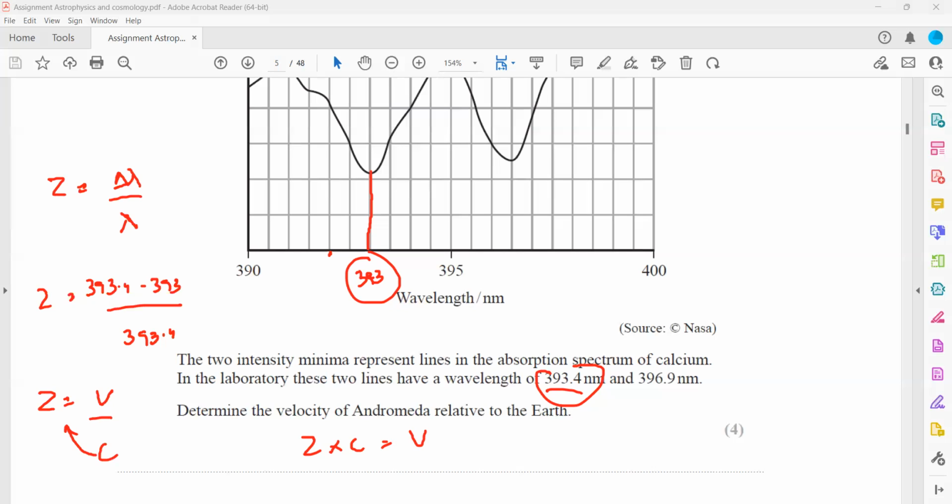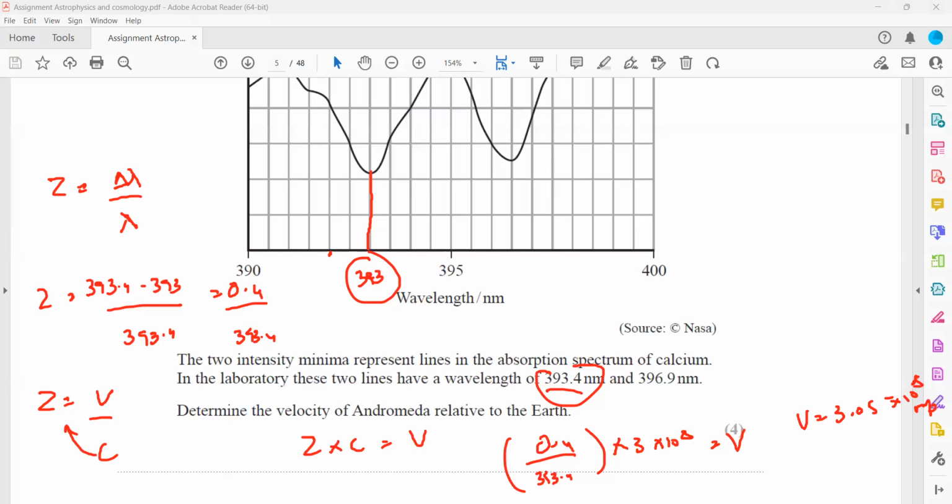So the redshift is 0.4 divided by 393.4. Multiplying by the speed of light, which is 3 times 10 to the power 8, this will give us the speed of this galaxy, which is 3.05 times 10 to the power 5 meters per second. That's the speed of this galaxy.